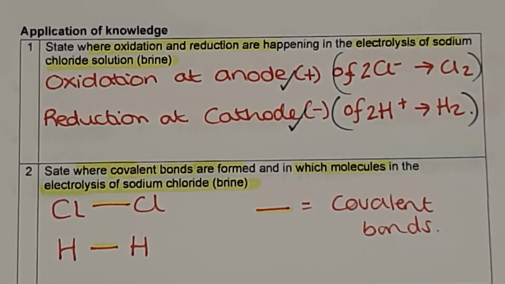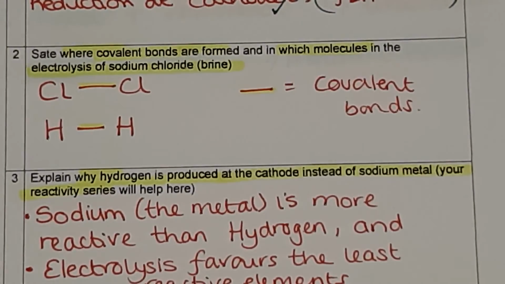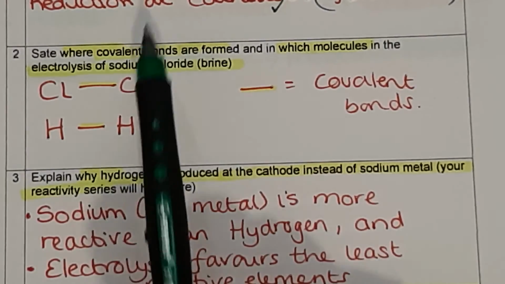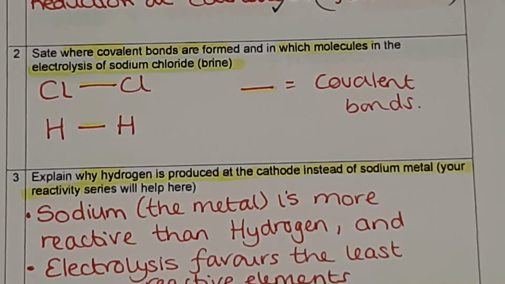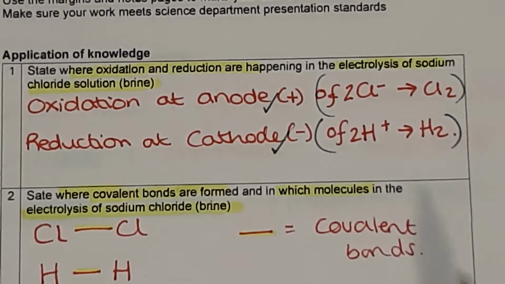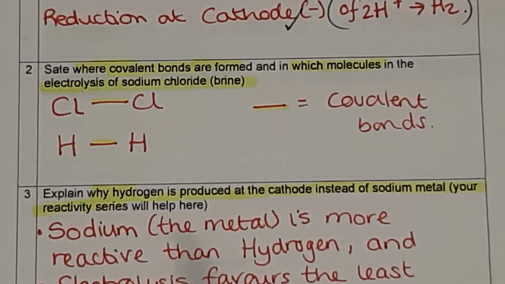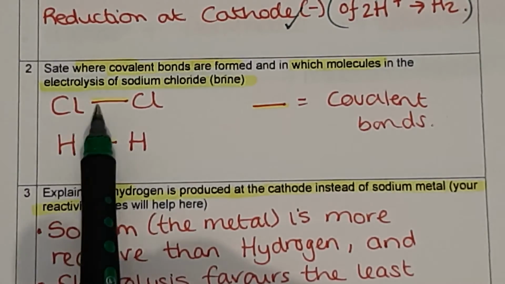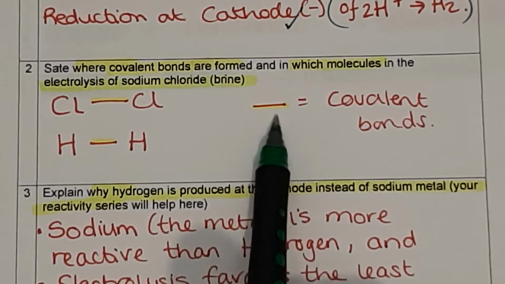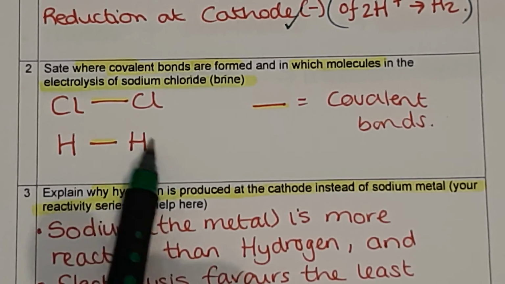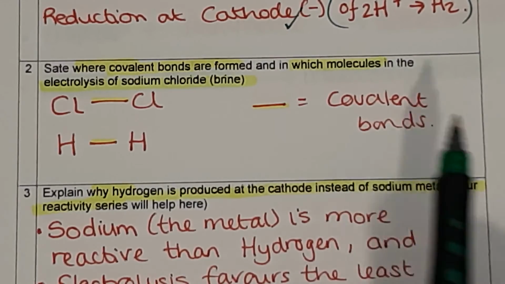Part 2, state where covalent bonds are formed and in which molecules in the electrolysis of sodium chloride or brine. Well, we've already explained before that Cl2 is formed at the anode and that H2 is formed at the cathode. And then I've drawn a diagram to show these. So Cl2 is Cl with a line to Cl, and that line represents a covalent bond. And the H is joined by a line to the other H, the hydrogens, and again that's a covalent bond.